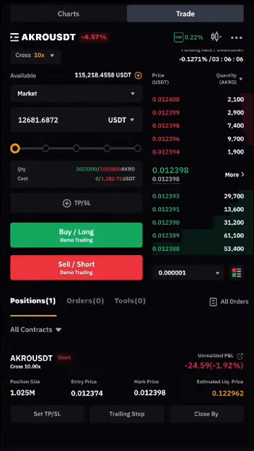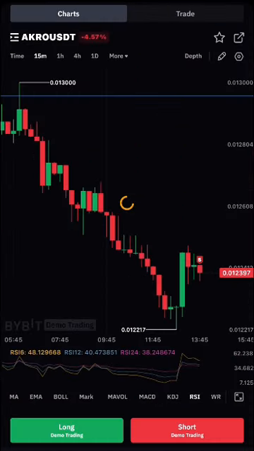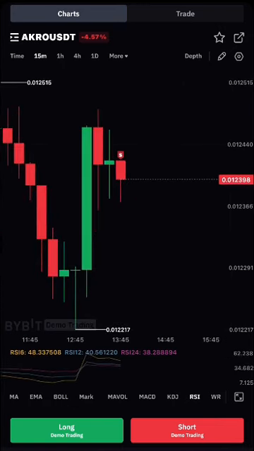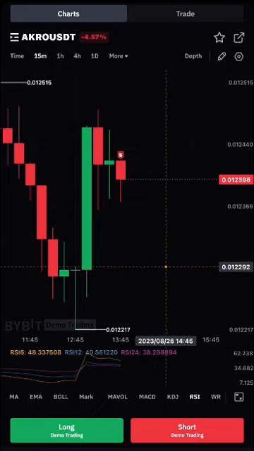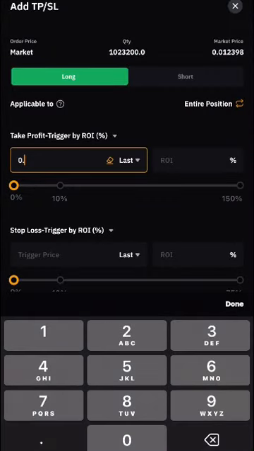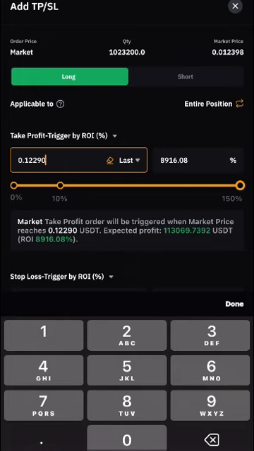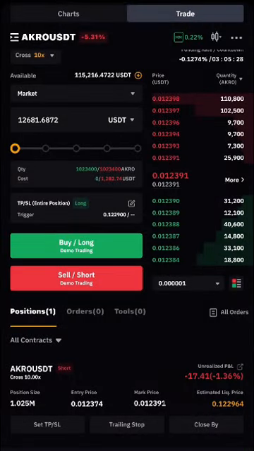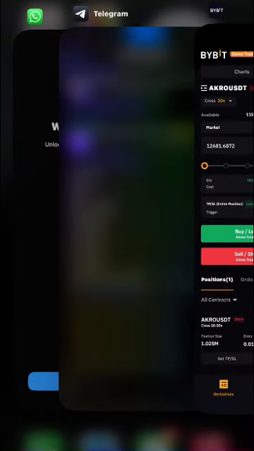But let me enter the markets and look for a possible take profit, that is, if the market will move in our favor. Let's assume we want the market to reach 0.12290, as it's going to come down. So we go back, we now press take profits. You come here, 0.12290. Look at our expected profit: 103,000 USDT. So we'll confirm.